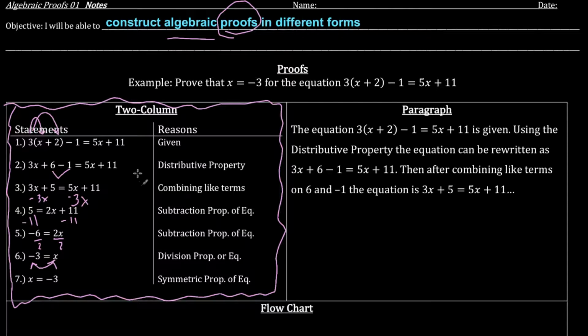So this is a 2-column proof. You write what's happening, what the results are of what's happening, and then you give a reason for how you got there. There's also other ways of writing proofs. You can write them in something called a paragraph proof. So you just write it in a sentence. The equation 3 (x plus 2) minus 1 equals 5x plus 11 is given. See how we said given? You're just taking that and writing it in sentences. And then you keep on going. I didn't finish it. That's why there's the ellipses there.